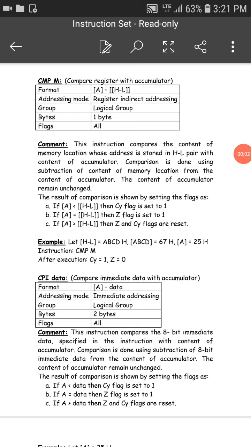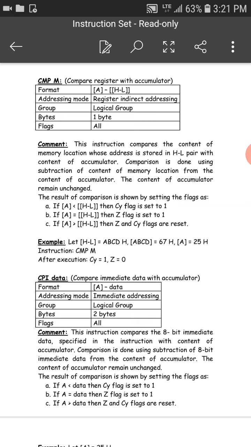So the next arithmetic instruction is the CMP instruction, that is, compare register with accumulator. Here we have to compare the content of a register with the accumulator. The format of this instruction is CMP M, meaning we compare the content of the HL register with the accumulator. The addressing mode is register addressing mode. The group is logical group, as it is a logical instruction. It is 1 byte, and all flags are affected.